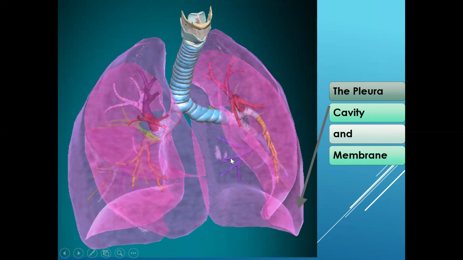This particular cavity contains and allows the lungs to move freely without having friction with the rib structure or the thoracic structure, so that one can breathe in. And there's a fluid that is helping it to achieve this aim, so that there will not be any friction within the thoracic structures and the expanding and contracting lungs.